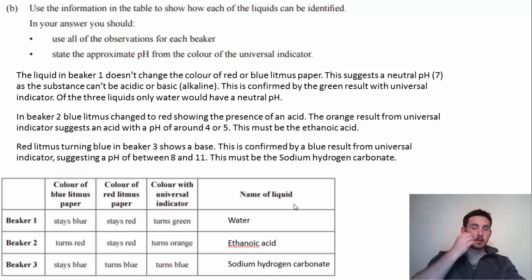And beaker 3, blue litmus stays blue, red litmus turns blue. That tells us that it's an alkali or base, and universal indicator turns blue. So again, that just reinforces this idea. A blue color with universal indicator would suggest a pH probably between about 8 and 11, and that must therefore be the sodium hydrogen carbonate. And so as that's in solution, that's an alkaline solution.